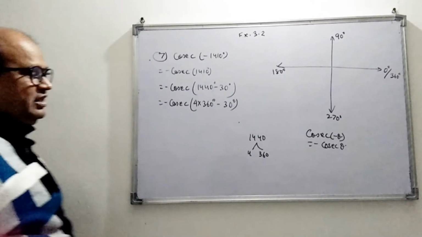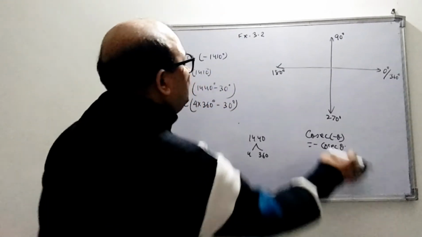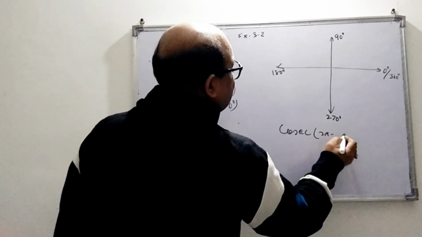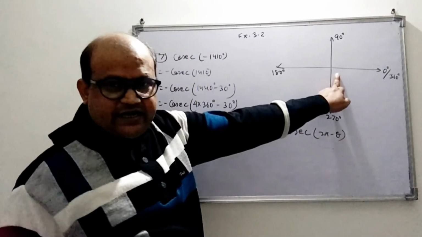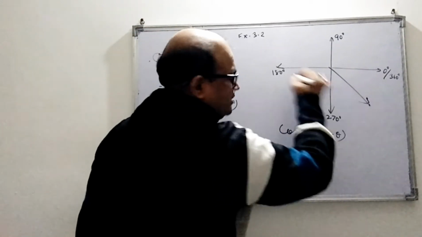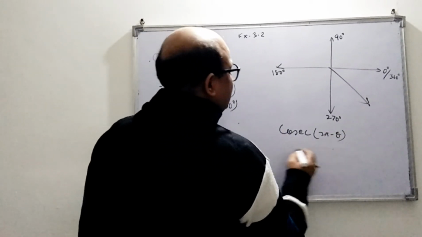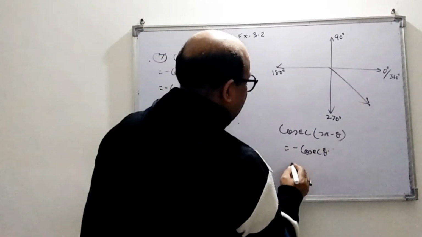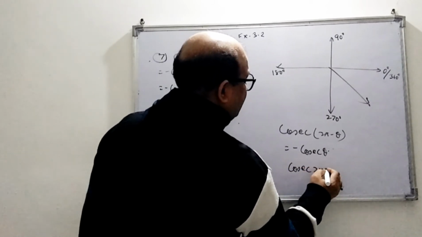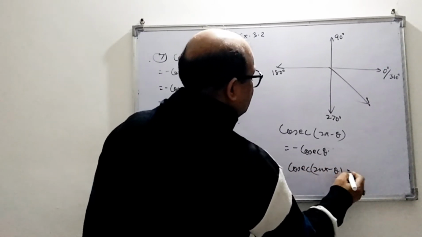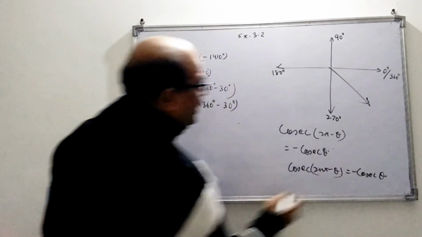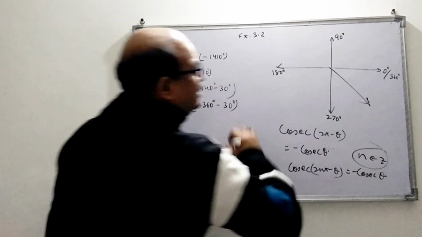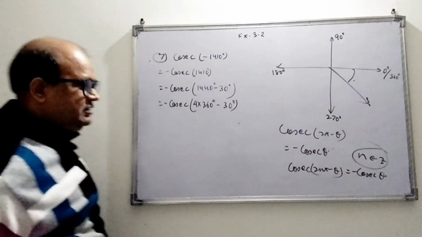Now again, we had studied one identity, cosec of 2 pi minus theta. 2 pi minus theta is again in the fourth quadrant, so cosec of 2 pi minus theta is minus cosec theta. So cosec of 2n pi minus theta equals minus cosec theta, where n is an integer.